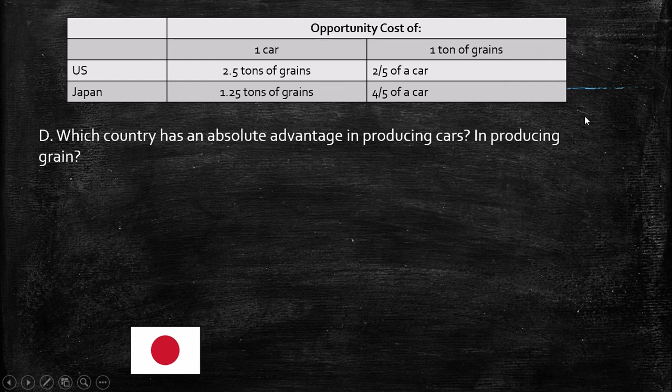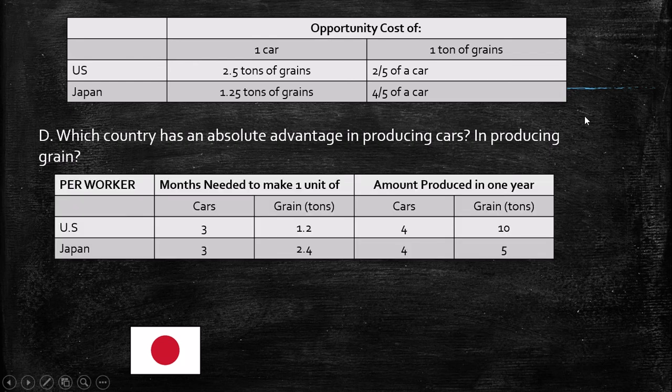Okay, part D says: which country has an absolute advantage in producing cars and in producing grain? So we already have this table. Remember, the months needed to make 1 unit of cars and grain. Here, the United States, as you see, has the absolute advantage in grain. Why? Because the United States can produce more grain in 1 year. You see, 10.